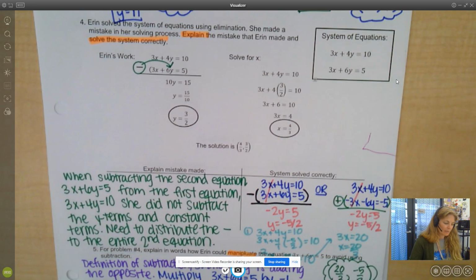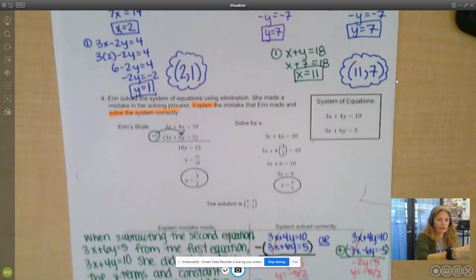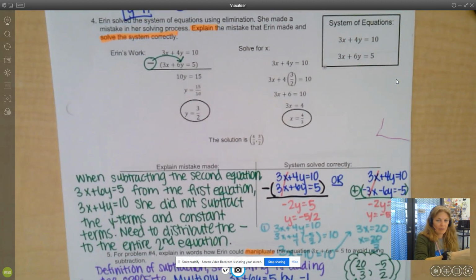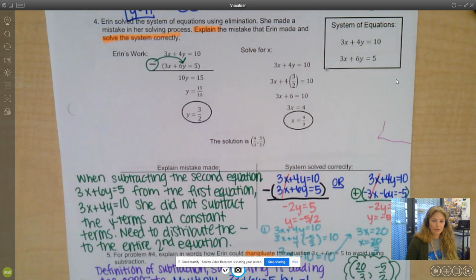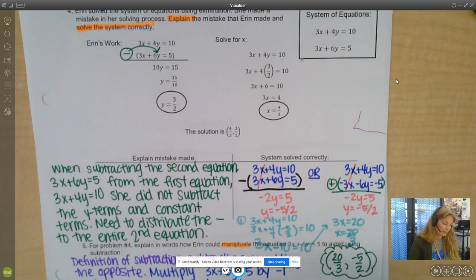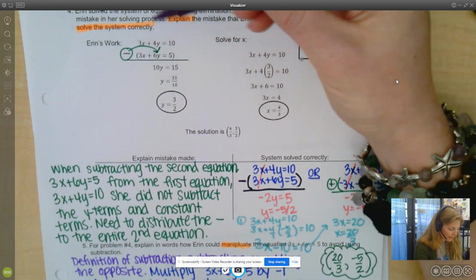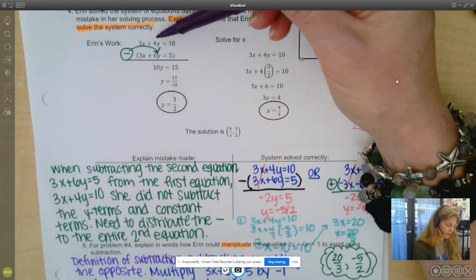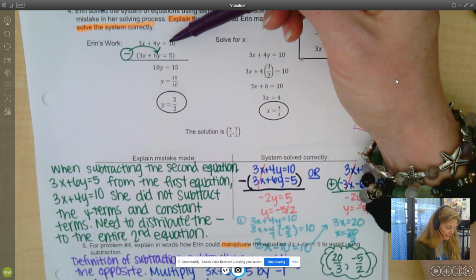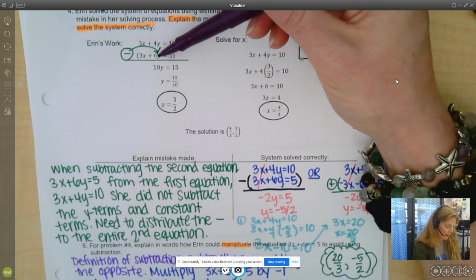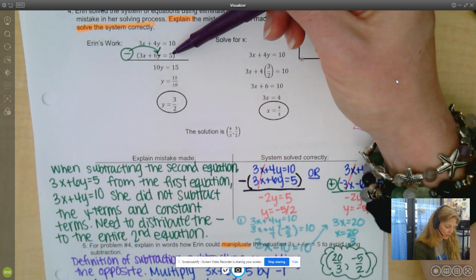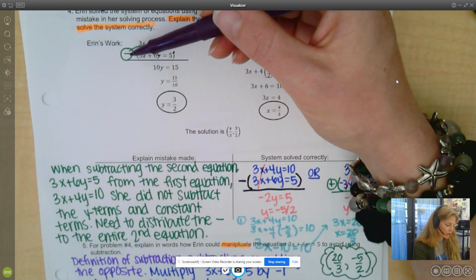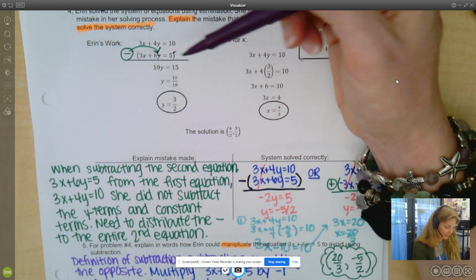Okay, so number 4. Looking at Aaron's work, Aaron did a really nice job, but she made a mistake here. Aaron's mistake is that when subtracting the second equation, 3x plus 6y equals 5, from the first equation, 3x plus 4y equals 10, she did not subtract the y terms or the constant terms. So she needs to make sure she distributes that negative.